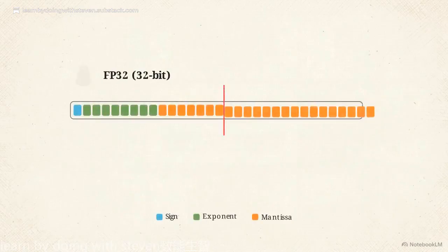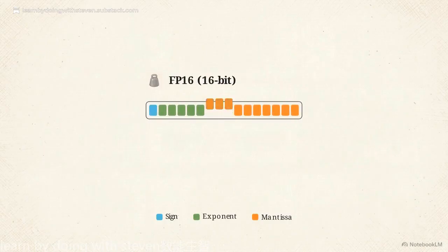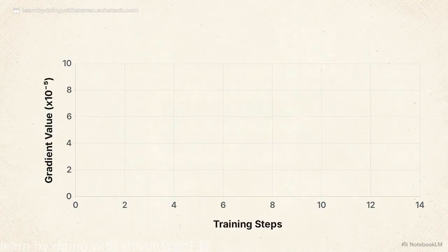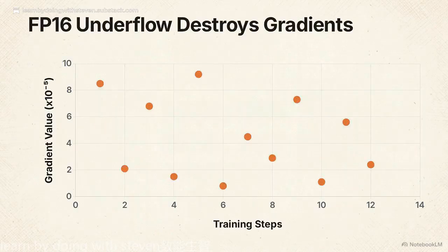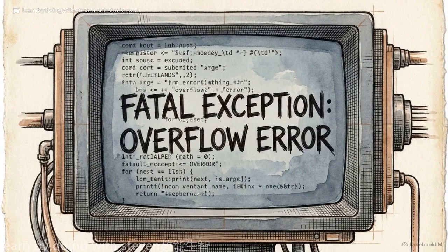Cutting the bits in half to float16 shrinks the exponent bits so much that the format loses its dynamic range. If you try training a deep network with it, numbers that get too small turn into zeros, and numbers that get too large cause overflow errors, crashing the training run.